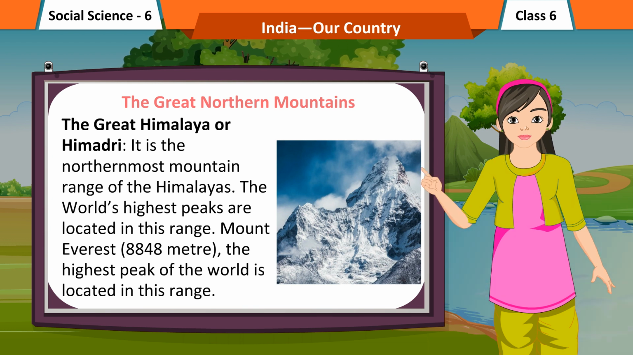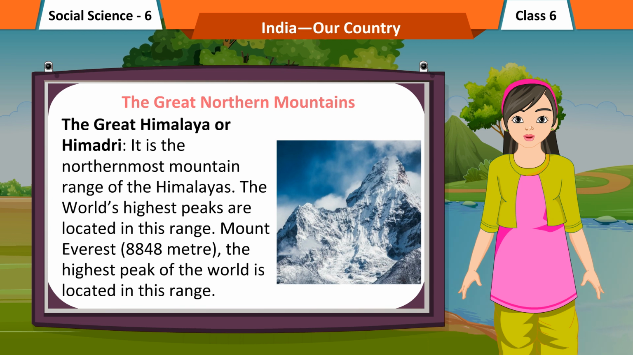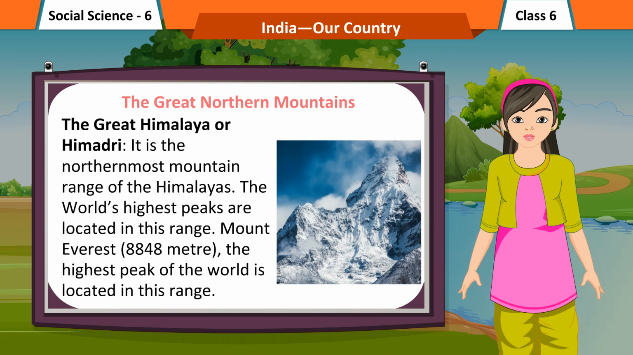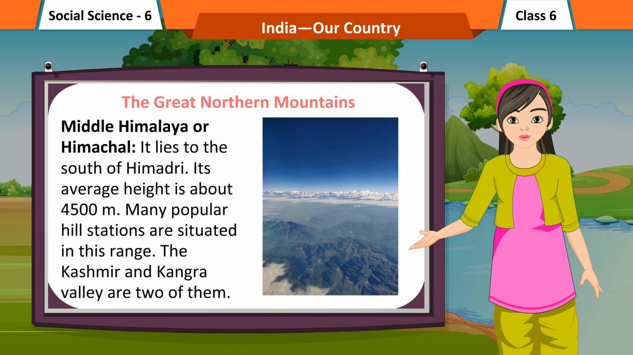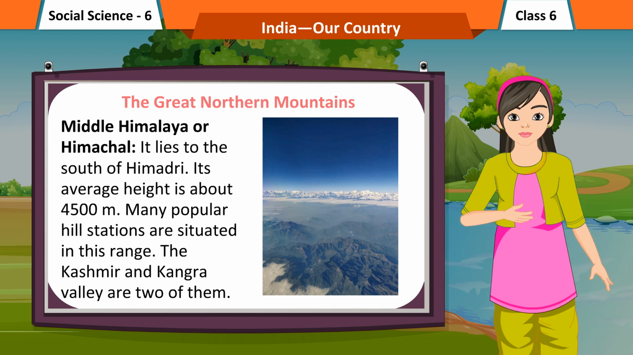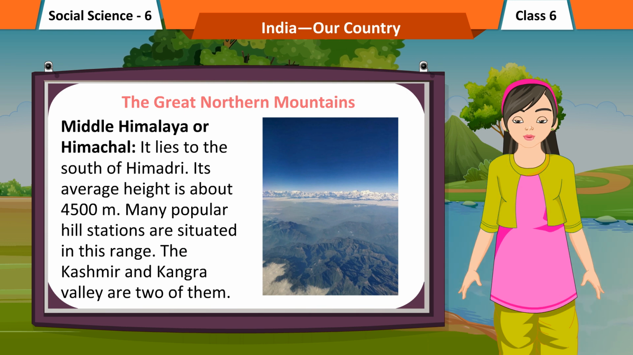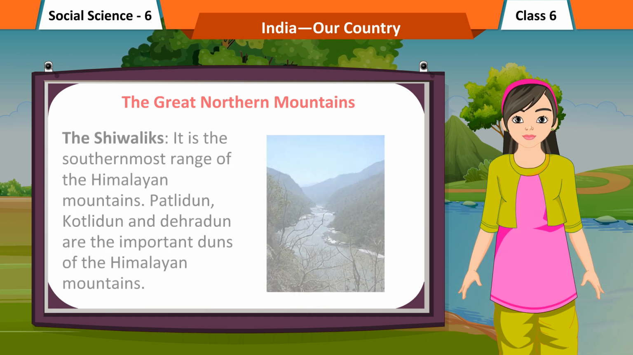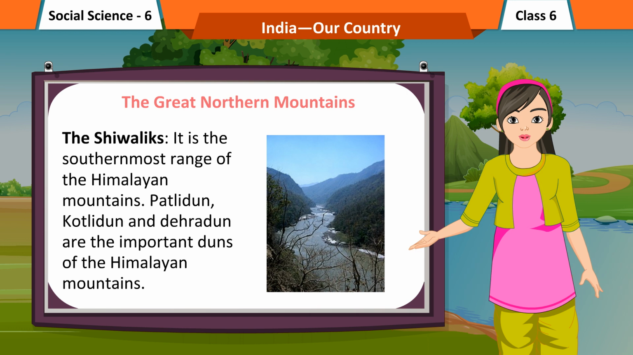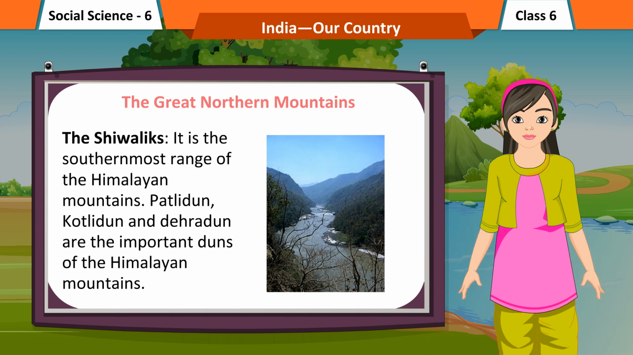The world's highest peaks are located in this range. Mount Everest, 8,848 meters, the highest peak of the world, is located in this range. Middle Himalaya or Himachal, it lies to the south of Himadri. Its average height is about 4,500 meters. Many popular hill stations are situated in this range. The Kashmir and Kangra Valley are 2 of them. The Shivaliks, it is the southernmost range of the Himalayan mountains. Patli Doon, Kotli Doon and Dehradun are the important duns of the Himalayan mountains.